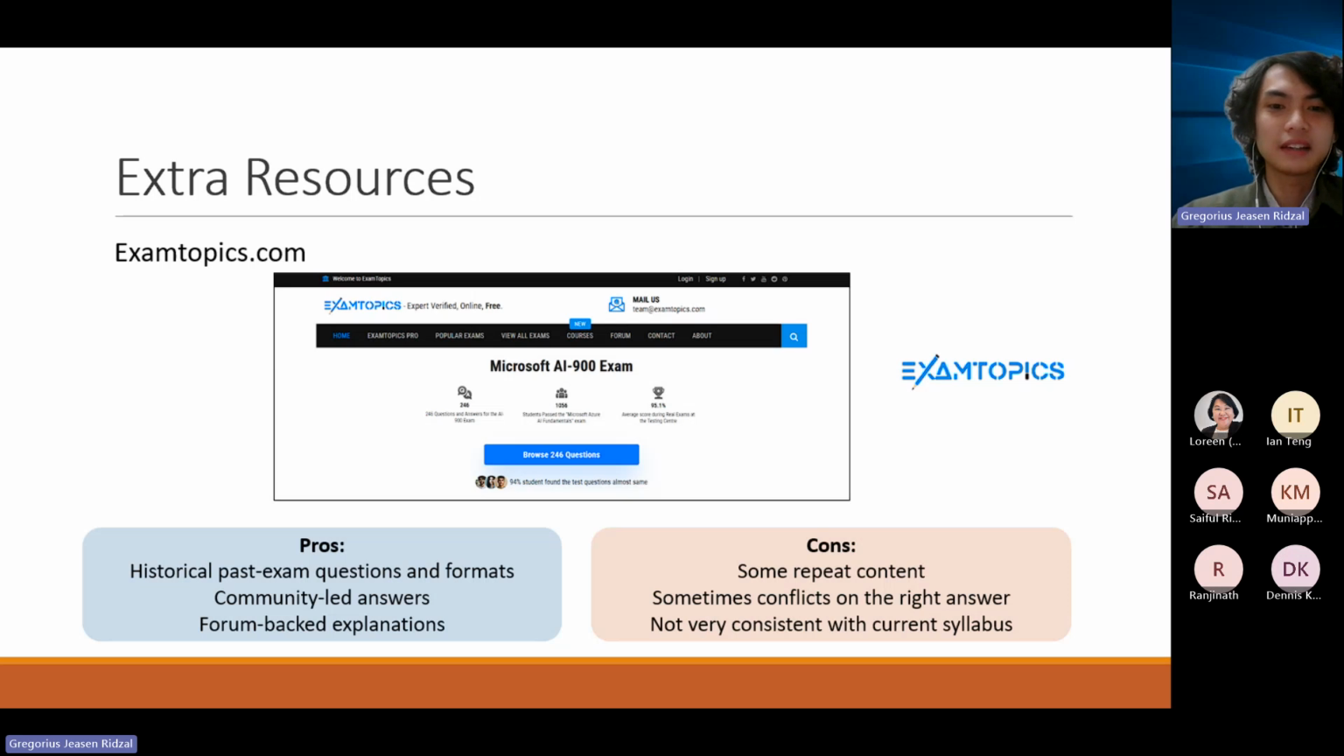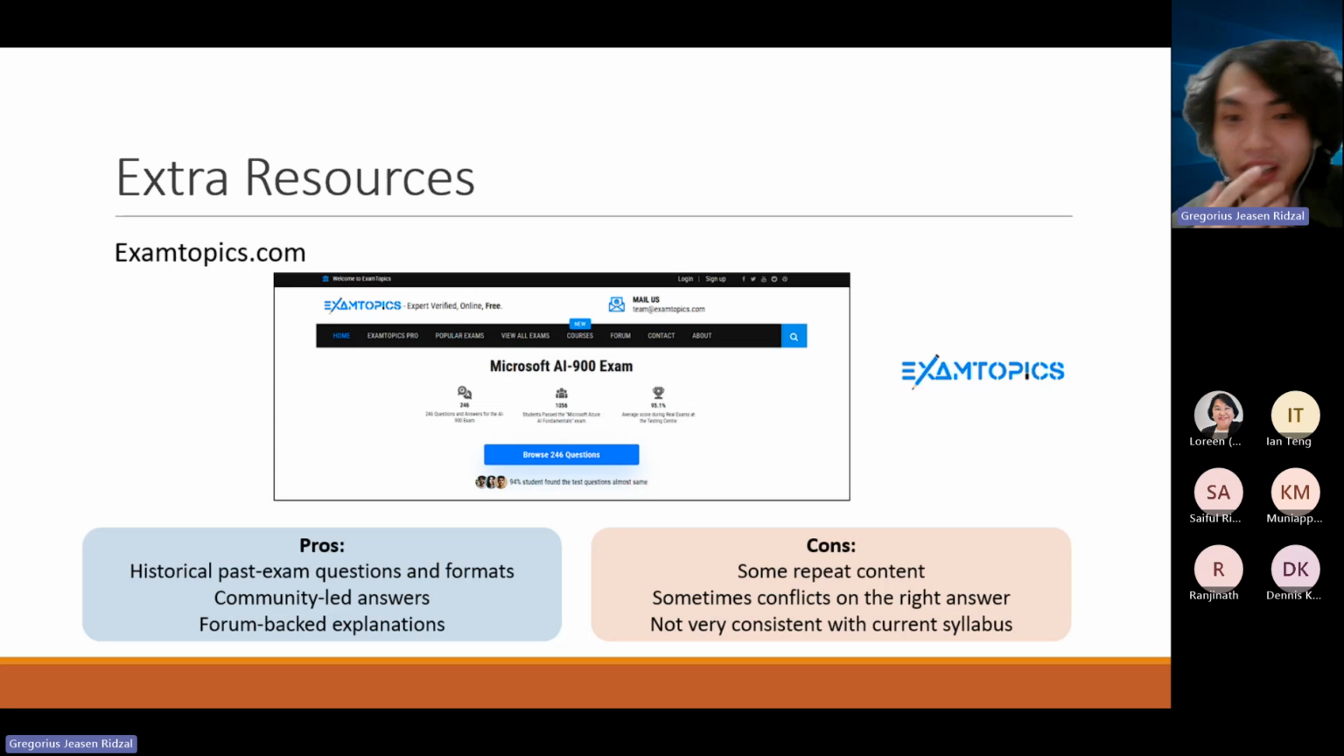And one thing I like is that for every exam question they list here, there are community-led answers, right? I'll show you in a little bit. So you have these forum users telling you why these options are correct or why these options are wrong, right? So forum-backed explanations.